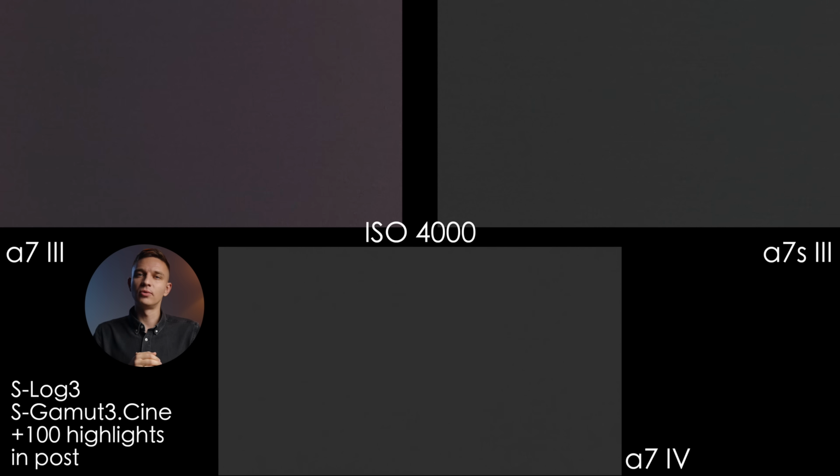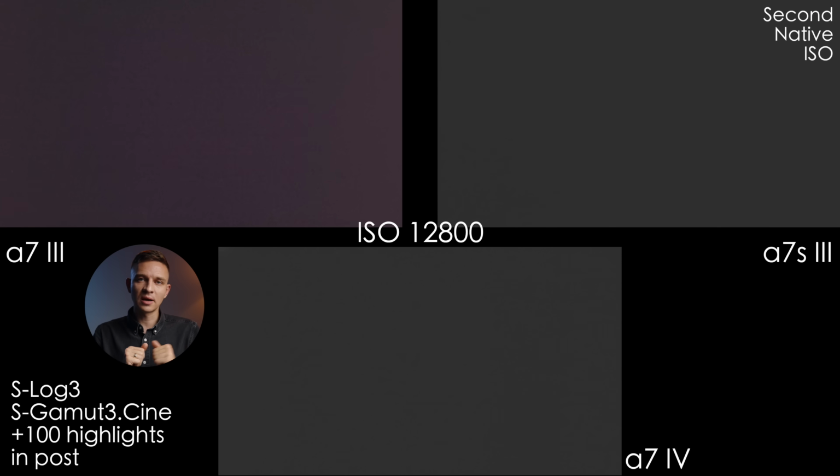The only thing you need to remember when using flexible ISO is your native ISOs, and don't use the numbers that are close to native ISOs. For example, I don't have to use 10,000 ISO on the ZV-E1 when I can go to 12,800. And I will go to 3200 ISO, for example, on the ZV-E1, and then I would switch to the second native ISO manually.